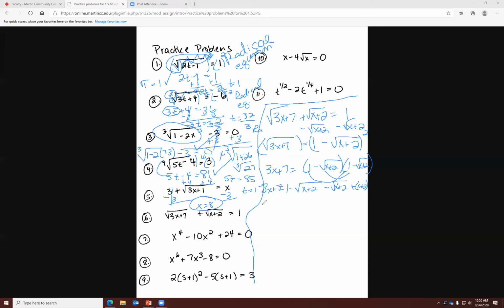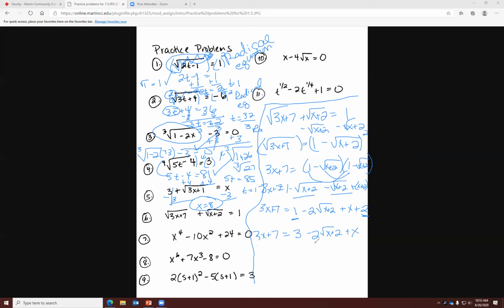Okay, so now I end up with 3x plus 7 equals, now what do these combine to? Well, this is just like you have a variable here and you have a negative and a negative. Well, that's going to make two negatives, and then you just leave your radical the same, plus your x plus 2. Okay, all right, now I'm going to combine like terms over here. So I have a 1 and a 2, which is going to make 3, and then minus 2 square root of x plus 2 plus x equals 3x plus 7.